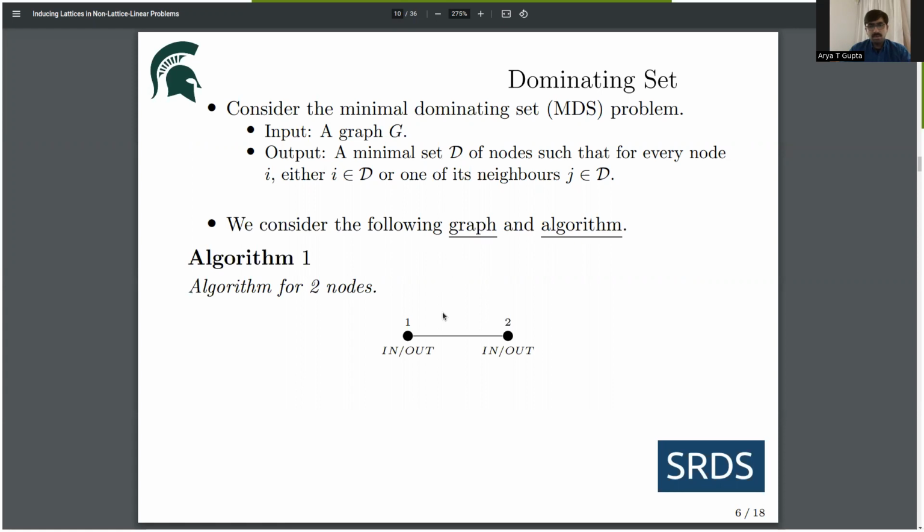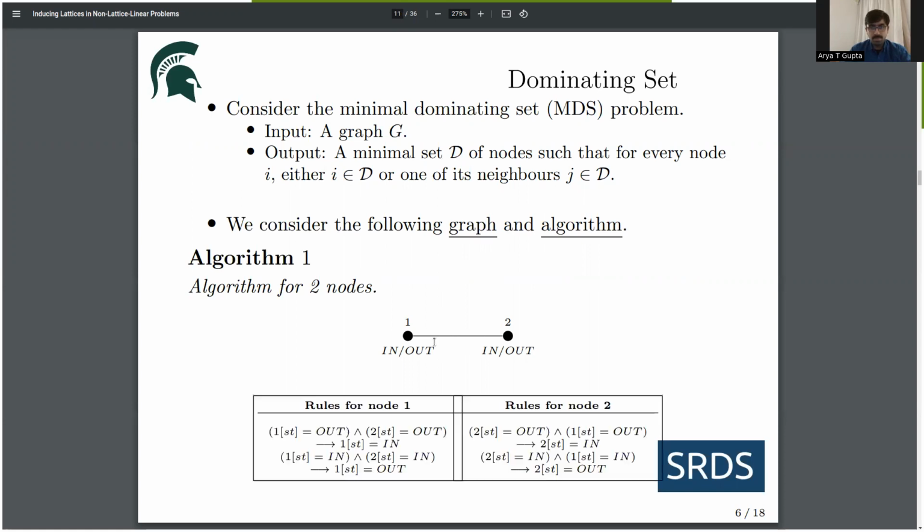Let's consider this example graph, a graph of two nodes connected to each other by an edge. And let's consider this example algorithm on this graph. Node 1 uses this algorithm. If node 1 sees that node 1 is out and node 2 is also out, then node 1 changes its state to in. Otherwise, if it sees that node 1 is in and node 2 is also in, then it changes its state to out.